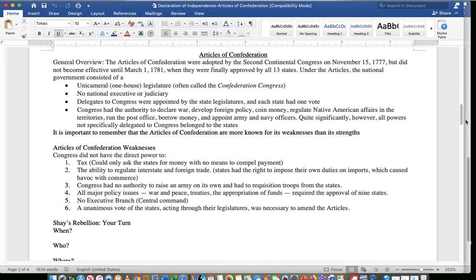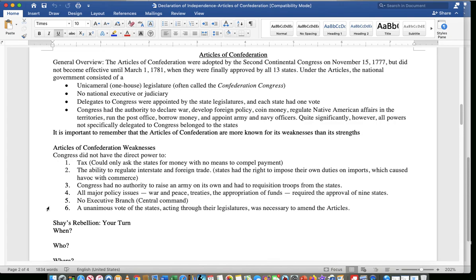But before we go there, please understand that the Articles of Confederation will not be known for what they did. They'll be known for why it was bad. If it was great, we would still have it, but it wasn't. So we're going to have to move on from it, and you'll understand why here in a second.